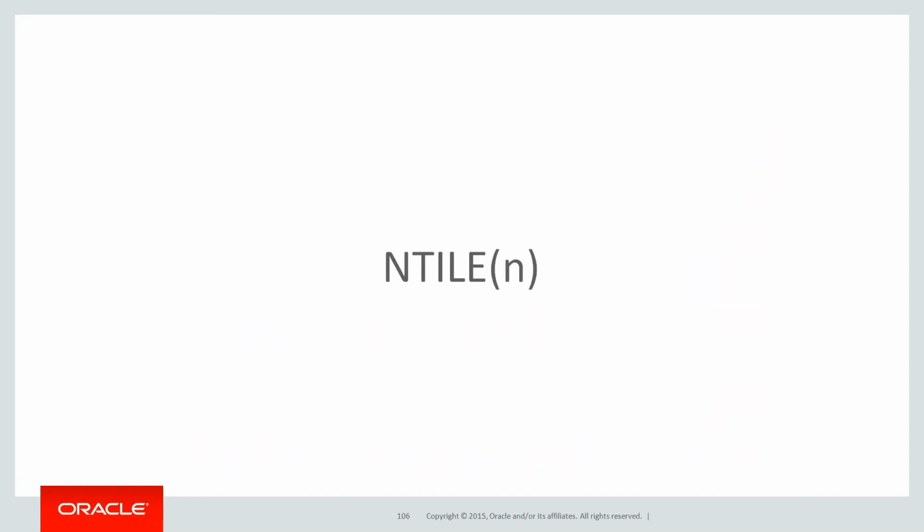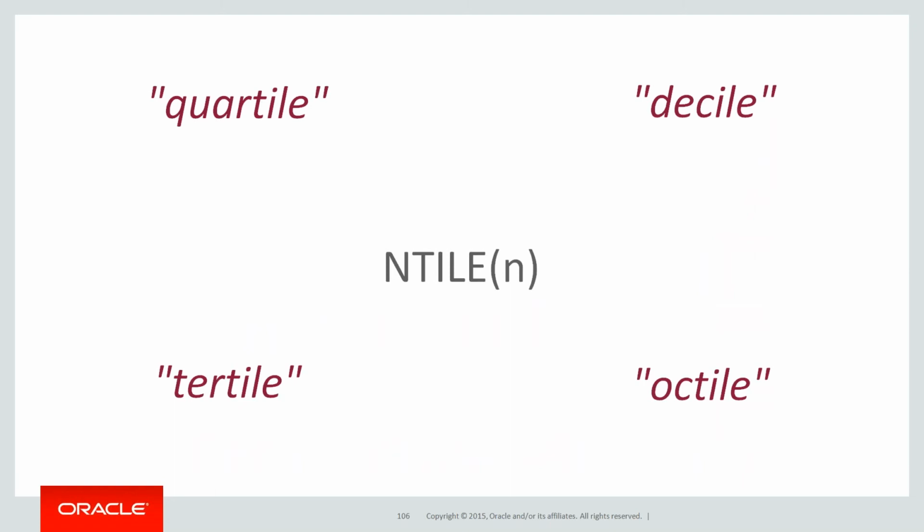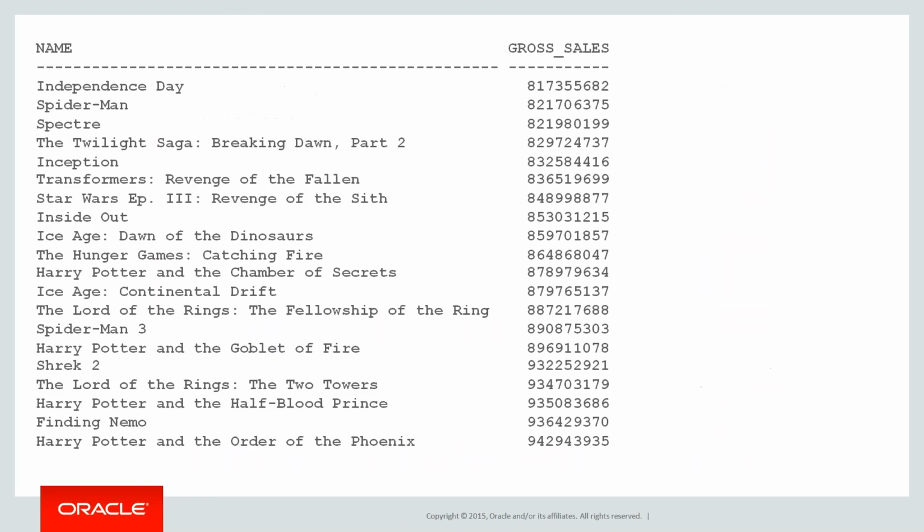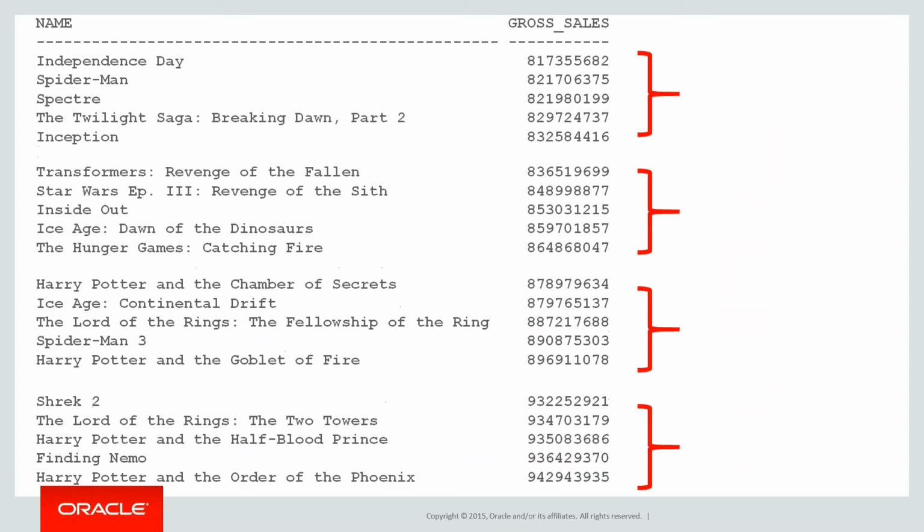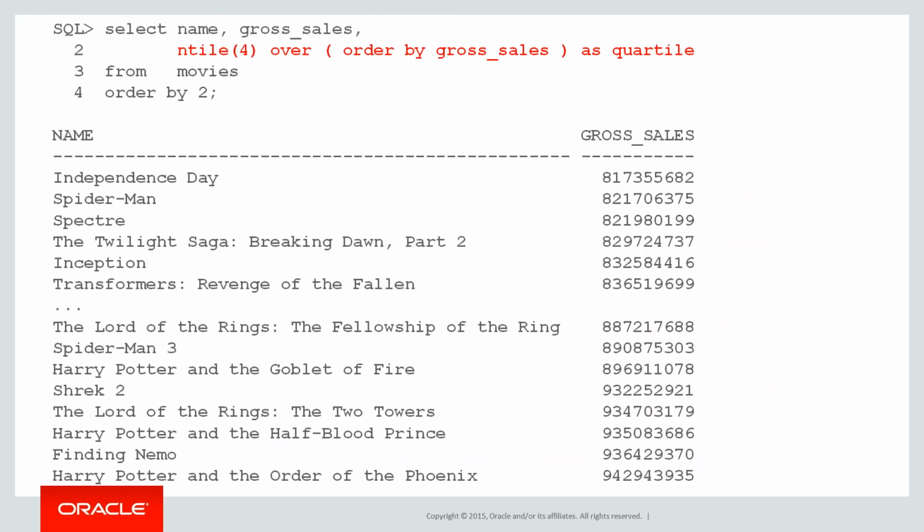We also have ntile. Now that term may not jump out as being familiar, but probably more familiar is things like quartiles and deciles and tertiles and octiles, in particular quartiles, which is where do I sit? So here's our same movies again. What we really want to do is, if I'm looking for, say, quartiles, I want to carve it up into 4 evenly sized chunks based on, say, the gross sales. How can I do that with analytics? Very simply. Ntile 4 is the same as a quartile. Ntile 10 would be a decile, etc., etc.